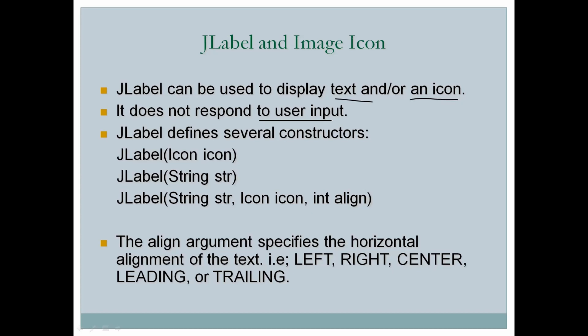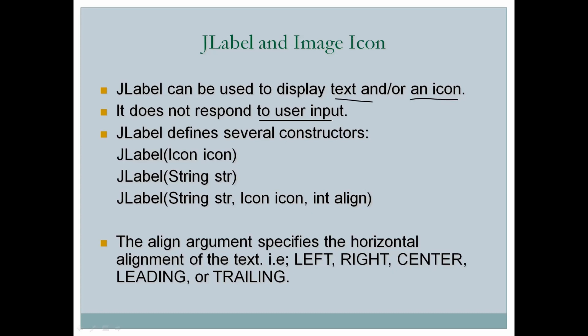There are two types of components, you can say active and passive. Active components are components which generate events or which respond to user interaction. Whereas passive components are components which do not respond to events. So JLabel is a passive component which does not generate any events.